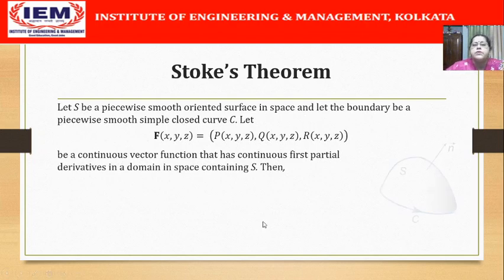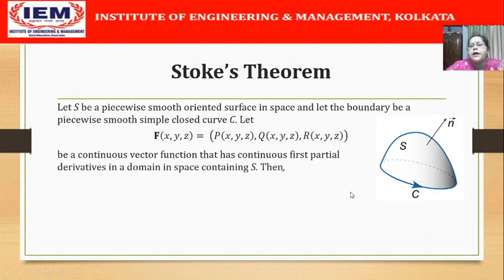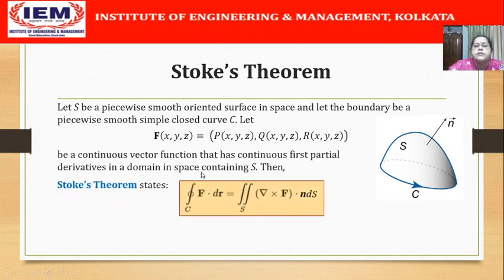Let S be a piecewise smooth oriented surface in space and let the boundary be a piecewise smooth simple closed curve denoted by C. Also, let F be a continuous vector function with the components P(x,y,z), Q(x,y,z), R(x,y,z) having continuous first partial derivatives in some domain in space which contains S. Then Stokes theorem states that the line integral of F dot dr along the closed contour C is equal to the surface integral of del cross F, or curl F, dot n dS over the surface S.